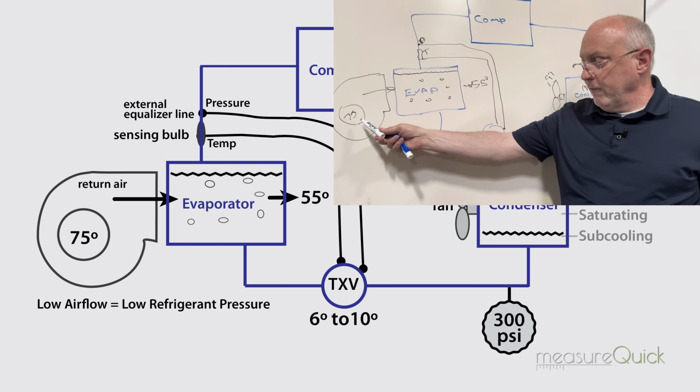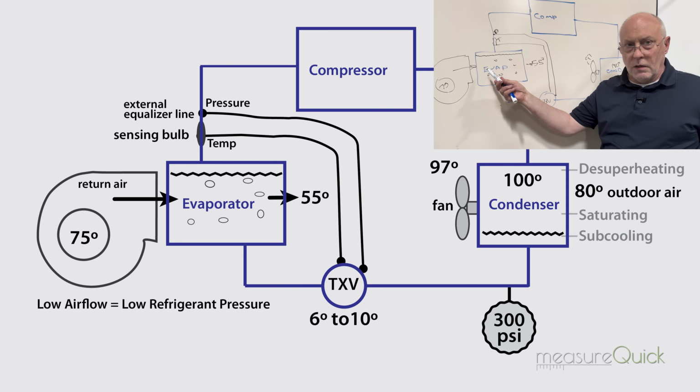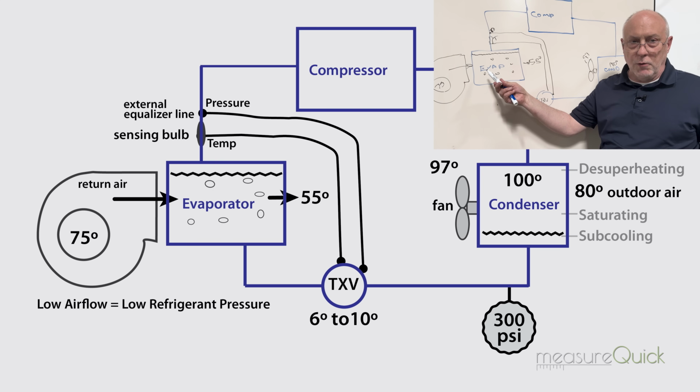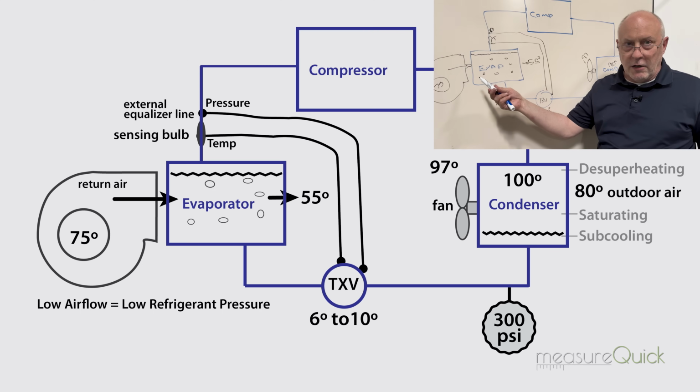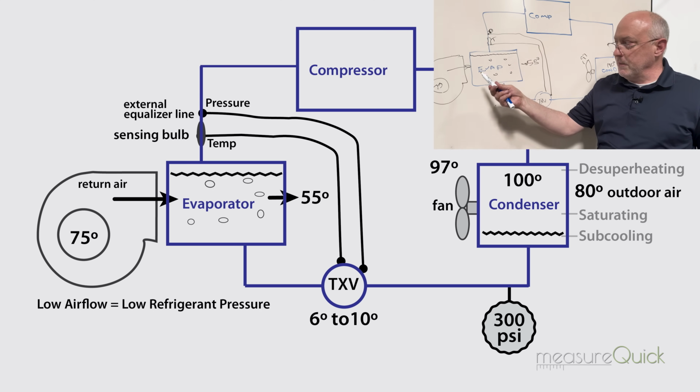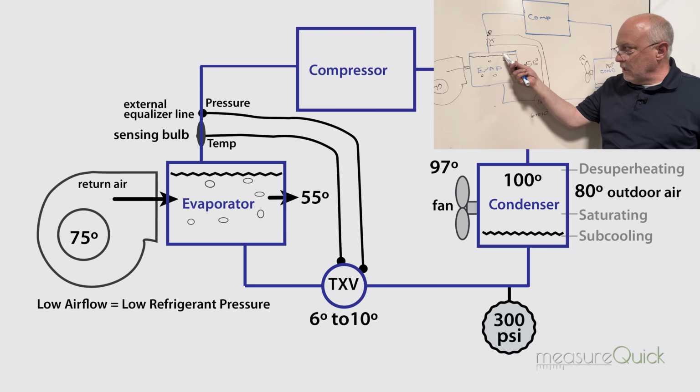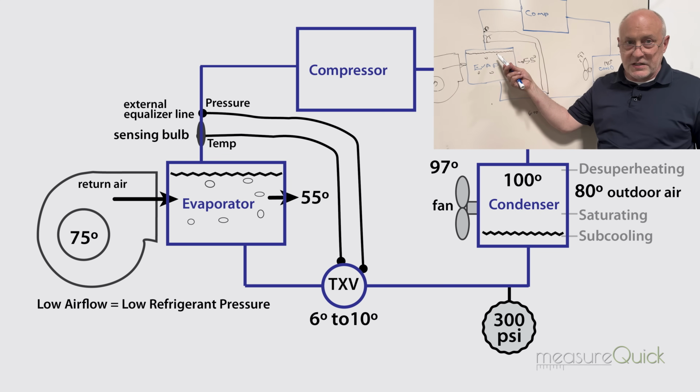So if we have low airflow, it's like having a low quantity of heat going across this coil, and we're going to have a low pressure on this. It's not the TXV causing the low pressure, it's the airflow that's causing the low pressure. The job of the TXV, again, is just to maintain superheat, which means it's maintaining the level of refrigerant in this coil. That's its job.